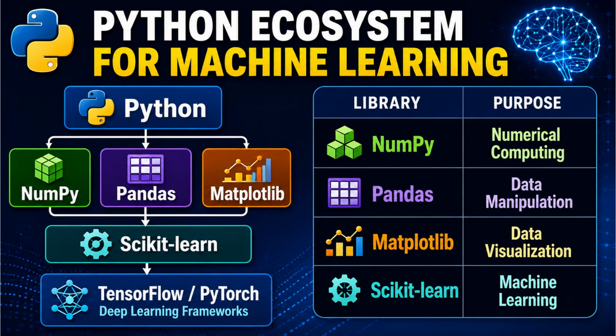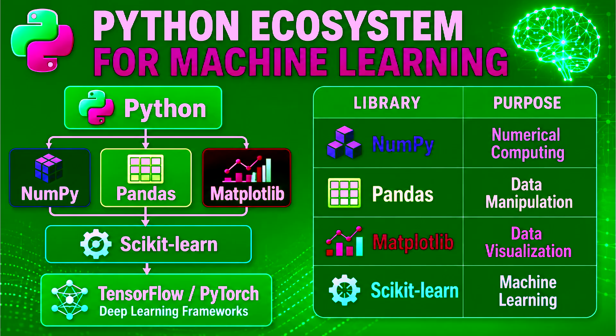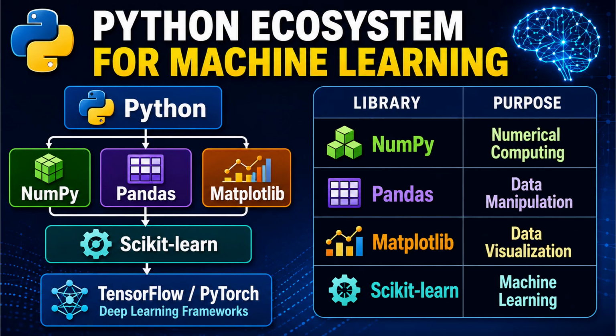So let us first look at the Python ecosystem for machine learning. Python consists of basically three fundamental libraries: NumPy for numerical computing, Pandas for data manipulation, Matplotlib for data visualization, and of course, for the traditional machine learning complete flow, Scikit-learn. And then you have TensorFlow and PyTorch specifically for deep learning.